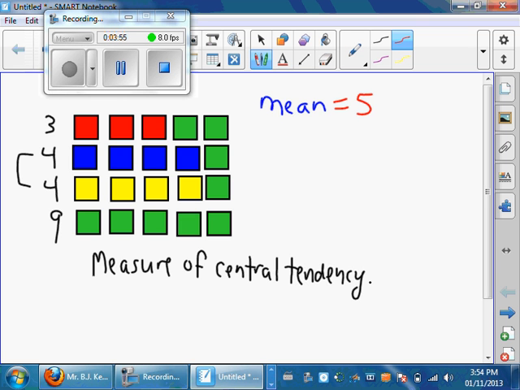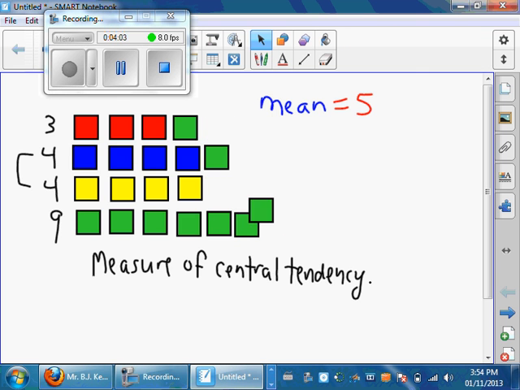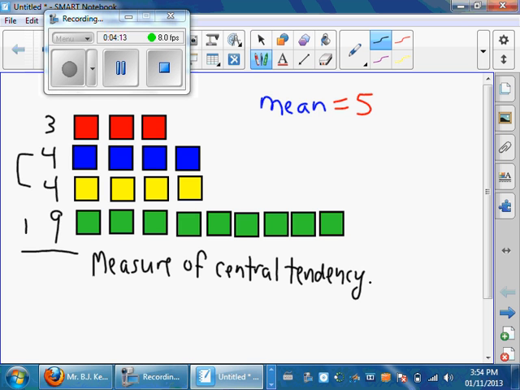Well, if we take this from a calculation standpoint and move these back, we can see clearly that this is a simple addition and division equation. In a way, we're finding the average. So we're going to calculate it out. We've got 3 plus 4 is 7, 7 plus 4 is 11, and 11 plus 9 is 20. Since we've got 4 groups, when we take 20, which is the total number in the data set, and divide it into 4 groups, we come up with our mean, which is 5.